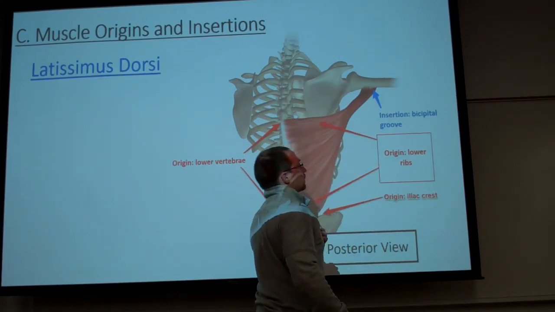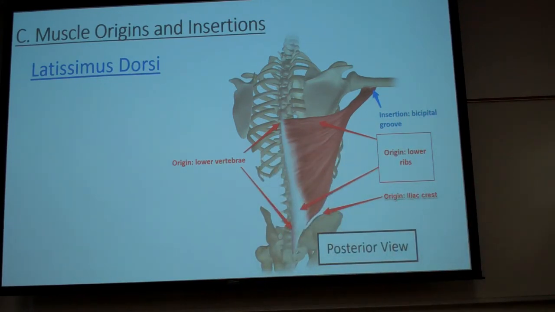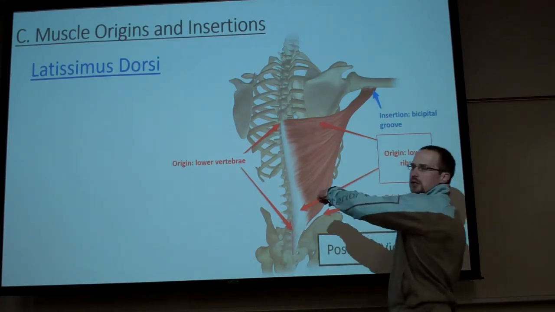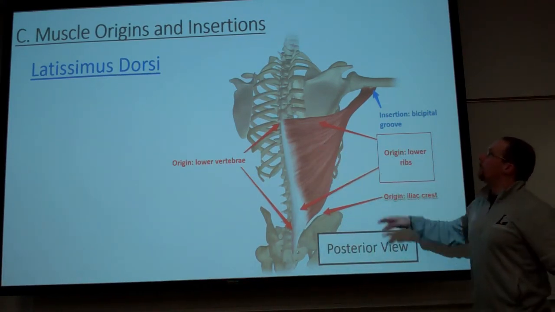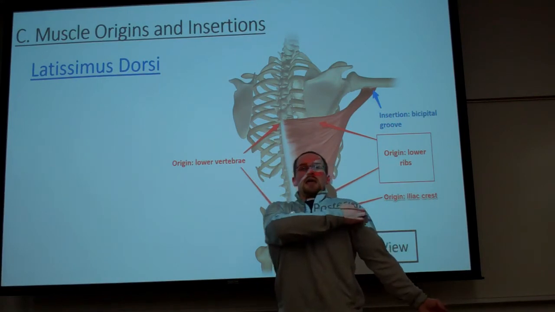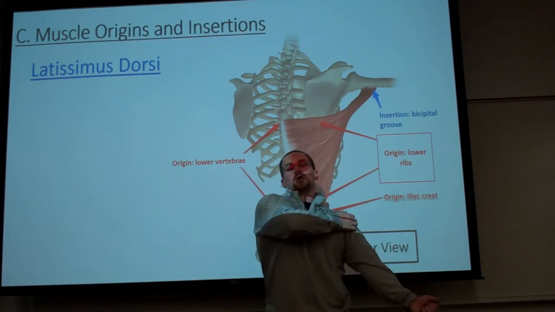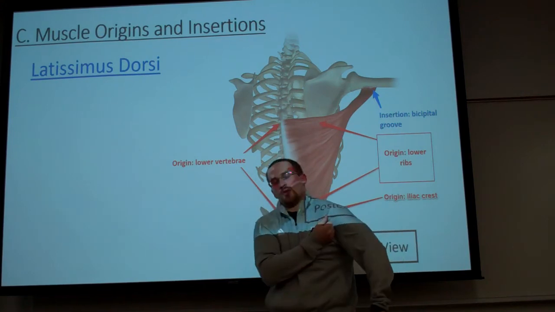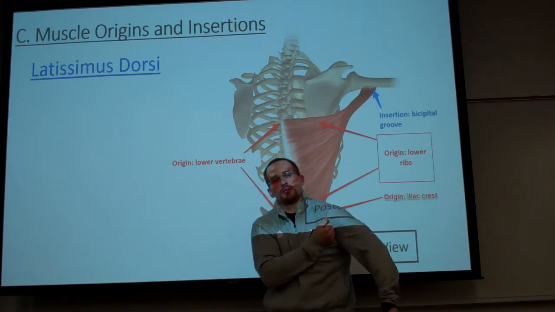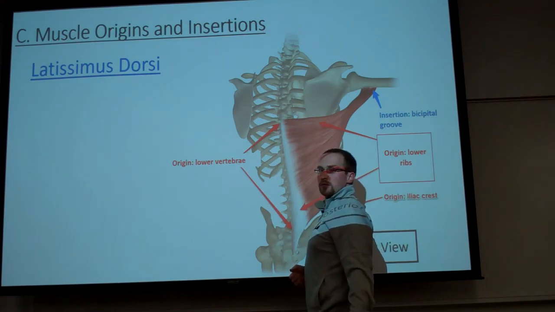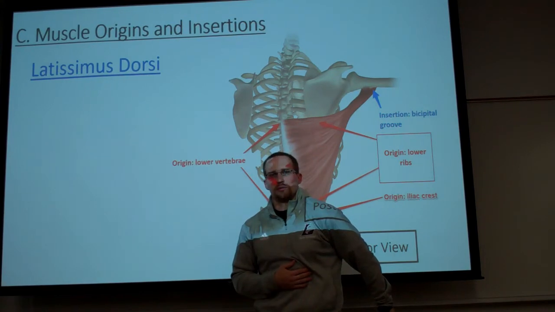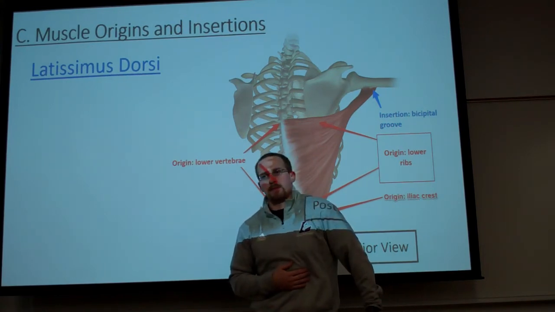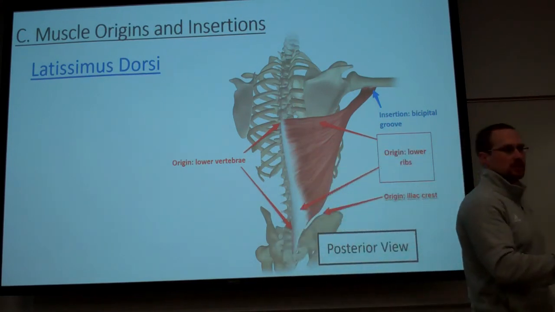coming back. Oh, sorry, I apologize. This is extension. Sorry. Extension coming back. But since it wraps around here, okay, when it pulls, it's going to pull your shoulder in. So it also helps with internal rotation. So extension, adduction, and internal rotation. And again, no origin and insertions for your latissimus dorsi.